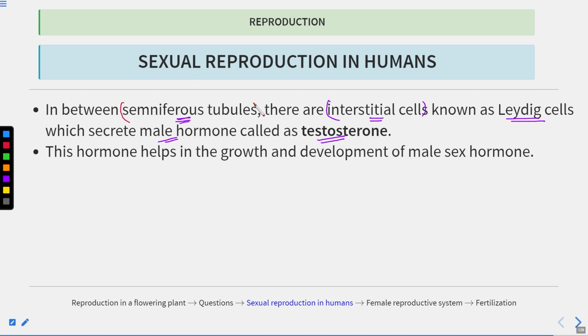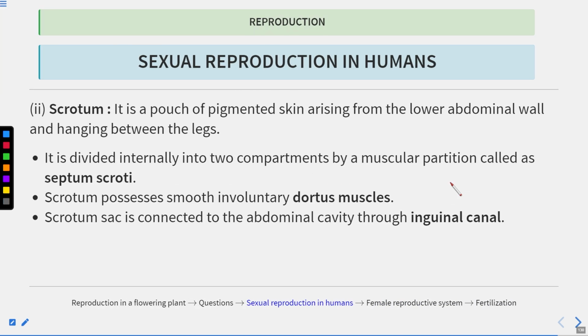Okay, which are present in between the seminiferous tubules. And what is the role of these interstitial cells, or the Leydig cells? They secrete the male hormone testosterone. Now, testosterone helps in the growth and development of the male sex characteristics. Clear? You can write they help in the development of male characters, or they give male characteristics to the boys or the male organism.